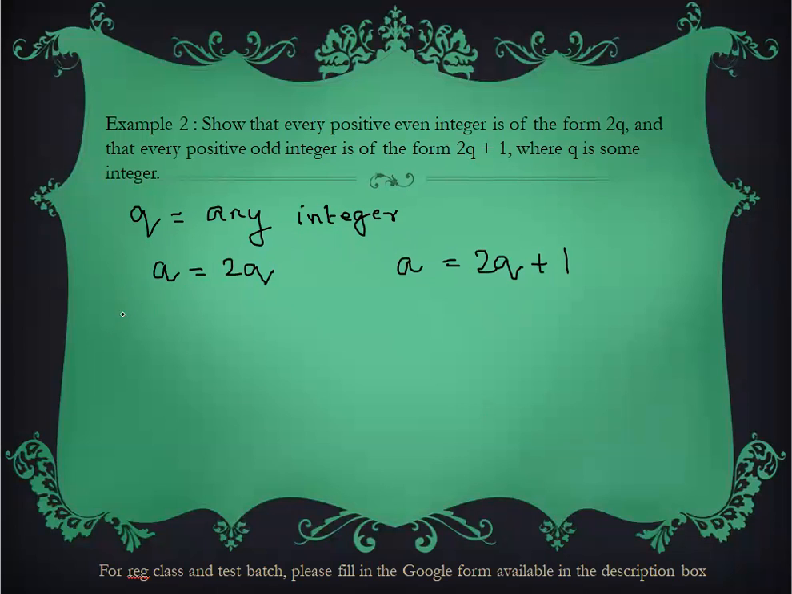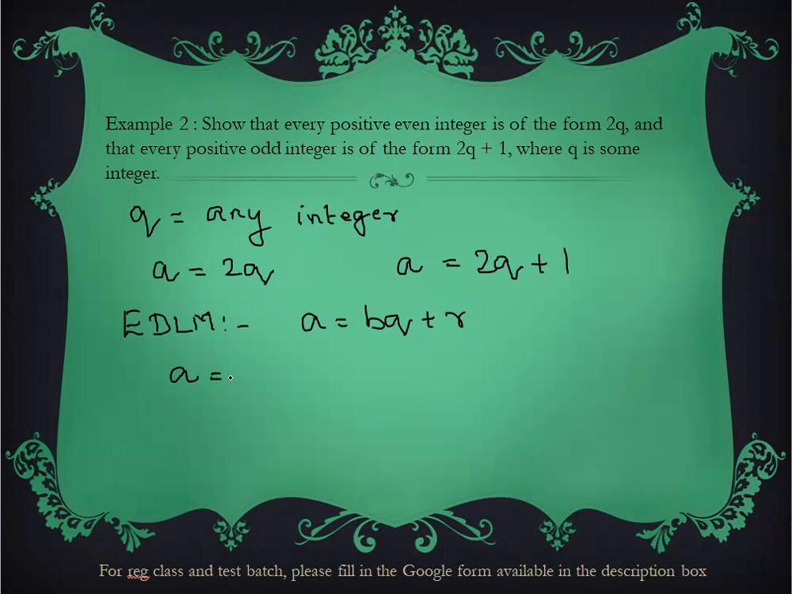Okay. So according to Euclid division lemma method, we know a is equal to bq plus r, where a is the dividend, b is the divisor, q is the quotient, and r is the remainder. Okay. Now, we take any positive even integer for a.